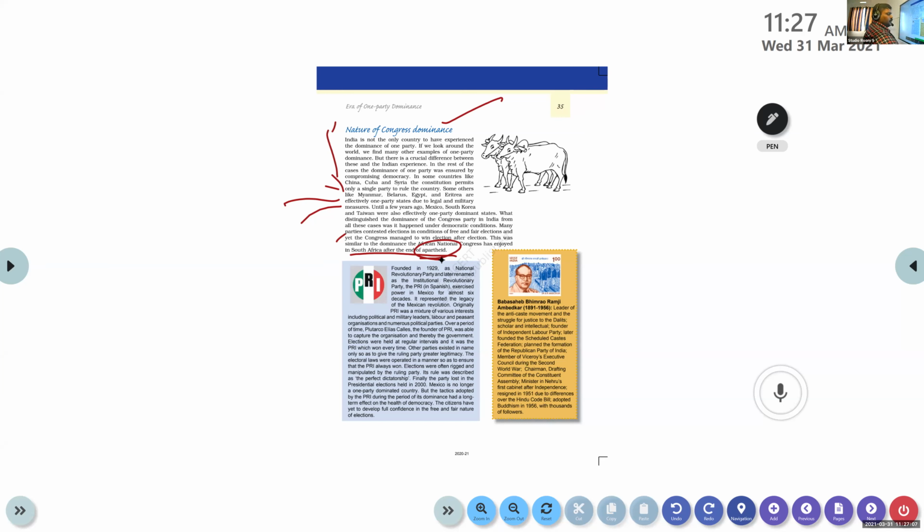So, one minute, just read it. Everyone, make sure you got all these points properly. Come on, take your notebook, everyone. Start writing: nature of Congress dominance.